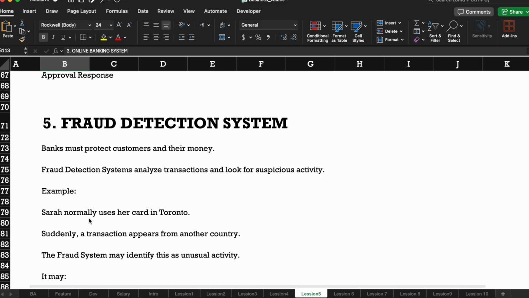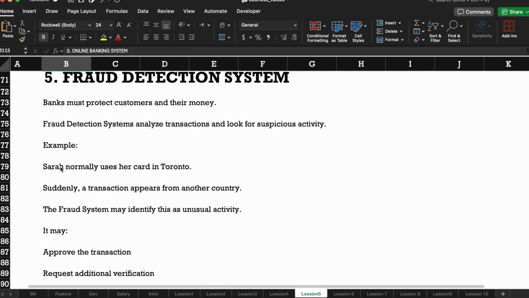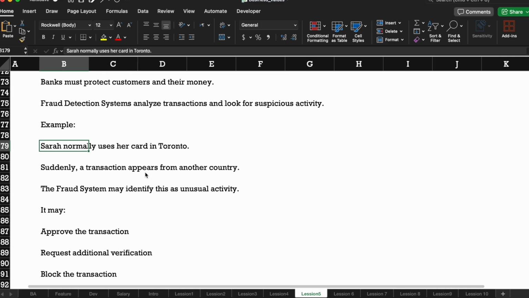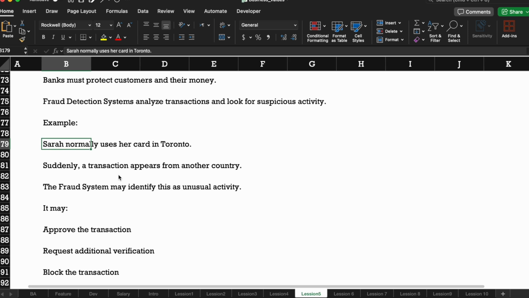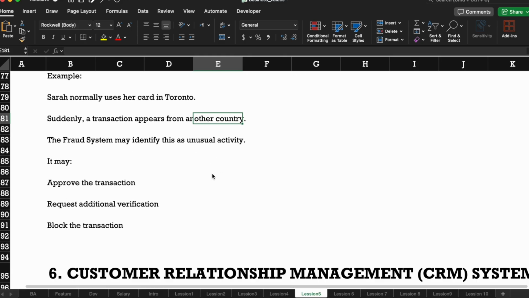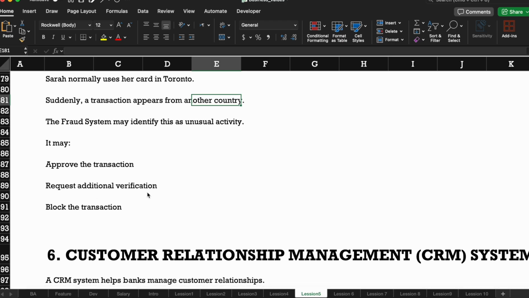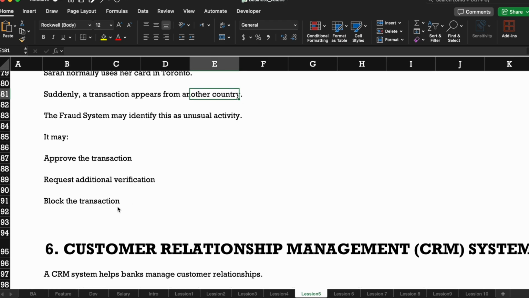Fraud detection system. A bank must protect customers and their money. The fraud detection system analyzes transactions and looks for suspicious activity. For example, Sarah normally uses her card in Toronto. Suddenly a transaction appears from another country. The fraud system may identify this as unusual activity. It may approve the transaction, request additional verification, or block the transaction.